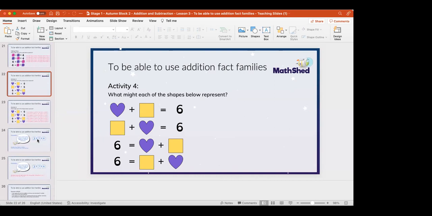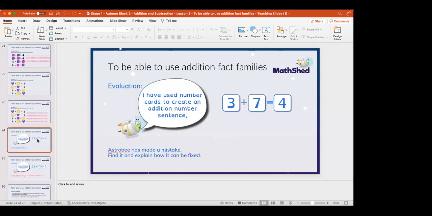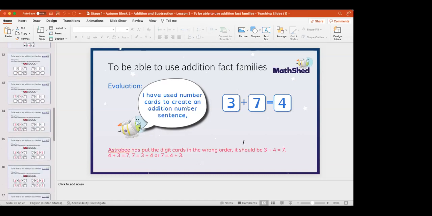And then at the end of each lesson, we have an evaluation, like a plenary, where we might have Astroby, who's our MathShed character here. It might be a prove it statement or spot the mistake, something that utilises the learning in their lesson to solve a bit of a problem and prove what they have learned within the lesson. Just a slight bit of assessment that you can use.